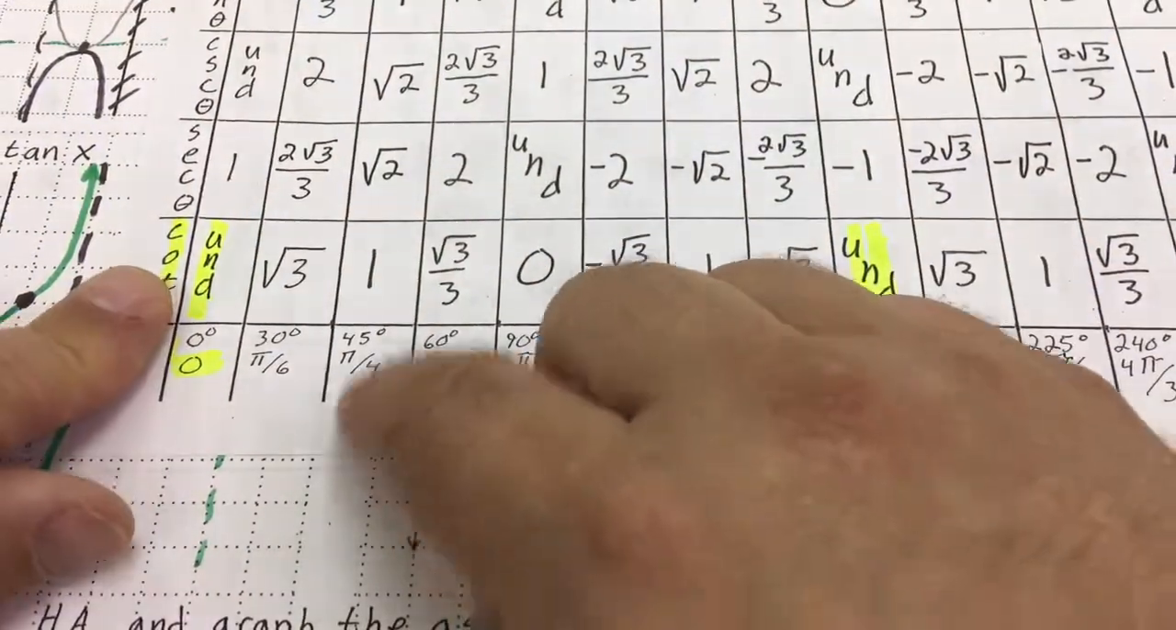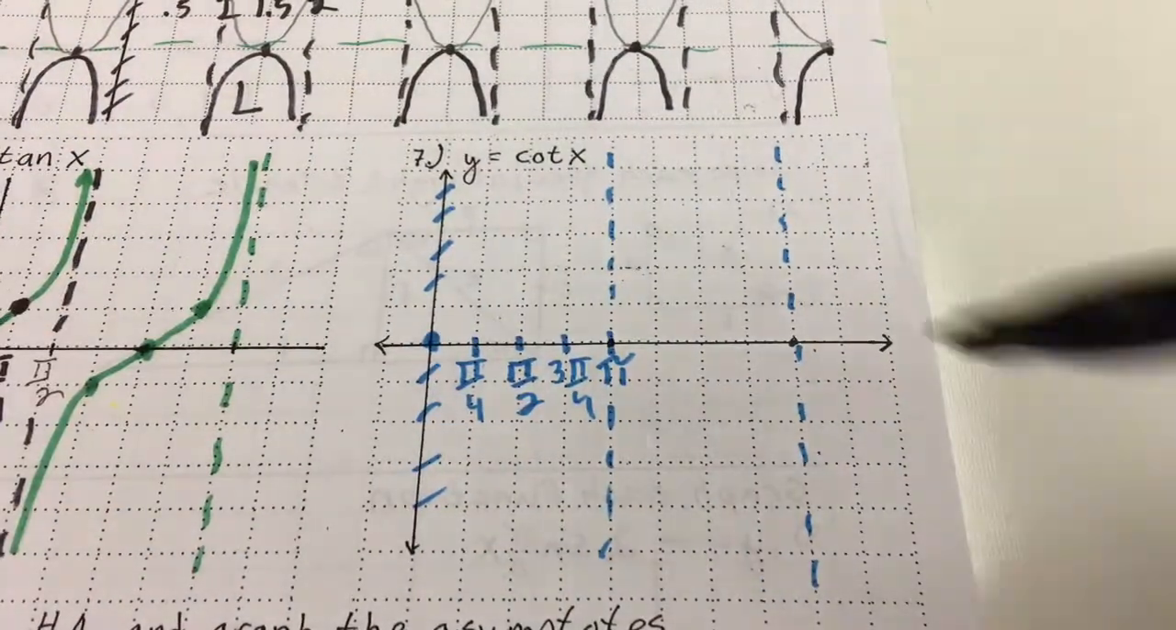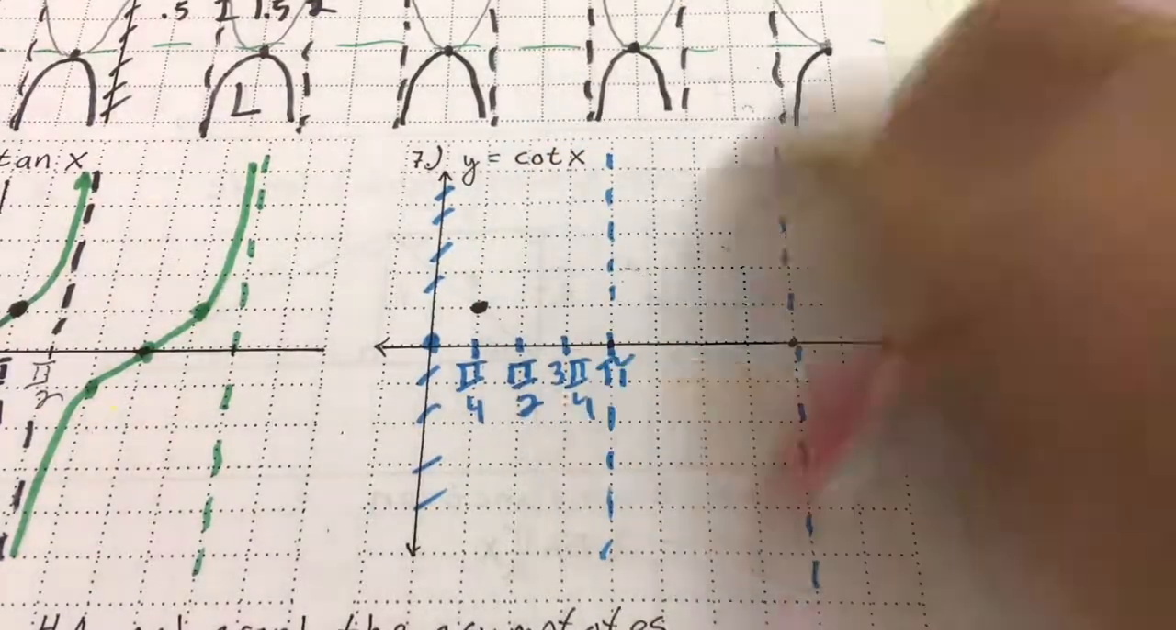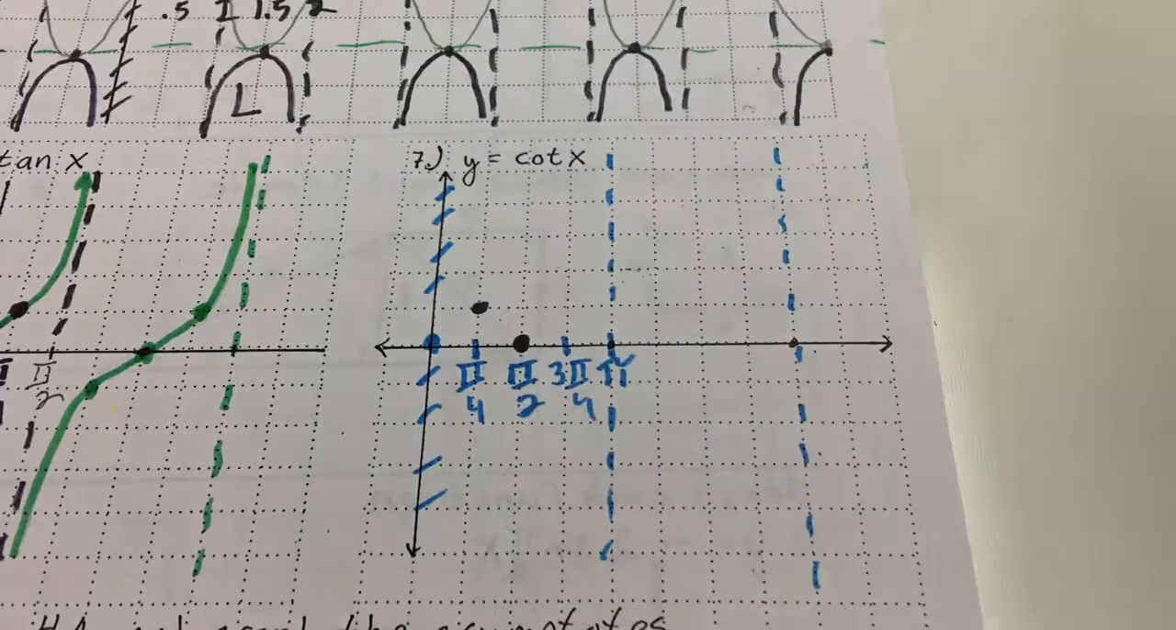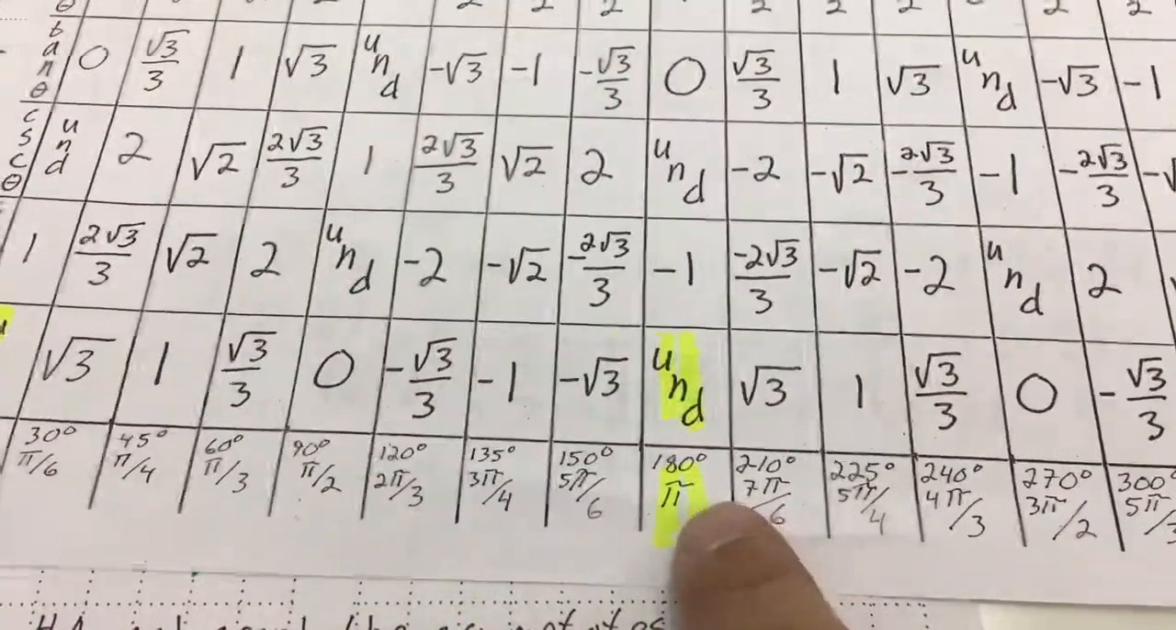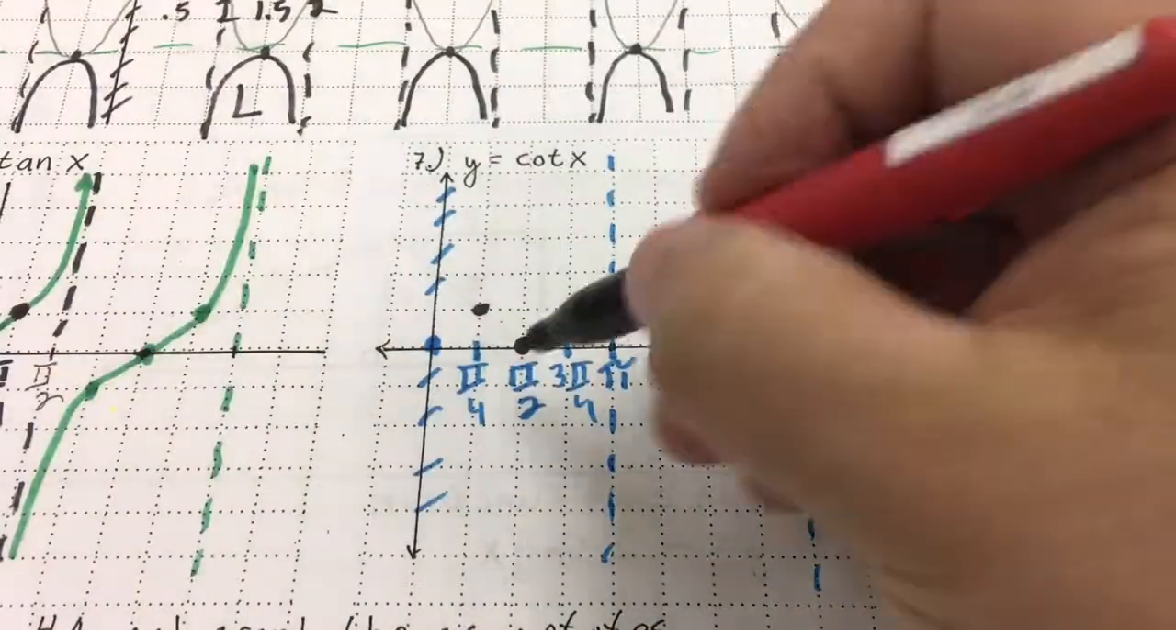I wonder what cotangent of pi over 4 is. Cotangent of pi over 4 is 1. So I'm going to put a dot at 1. I wonder what cotangent of pi over 2 is. Cotangent of pi over 2 is 0. Cotangent of 3 pi over 4 is negative 1. And it lines up pretty nice.